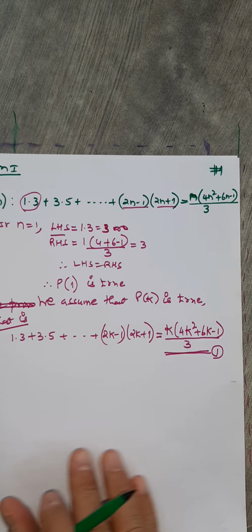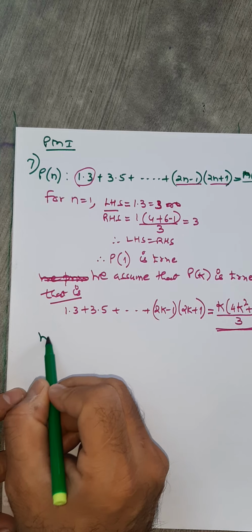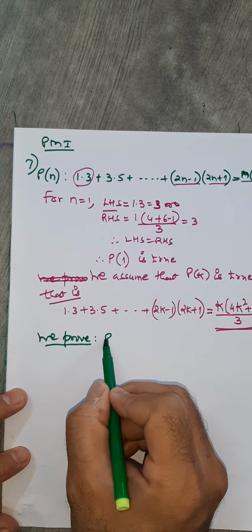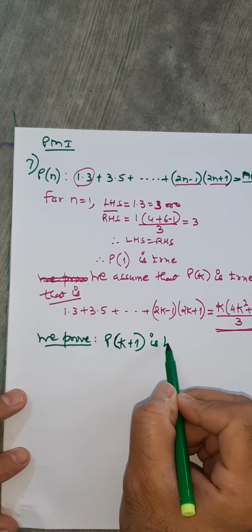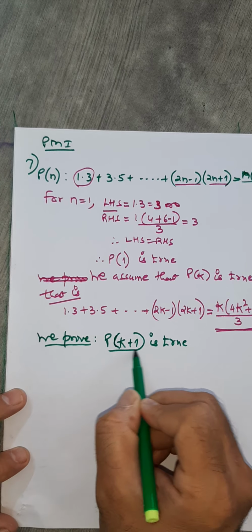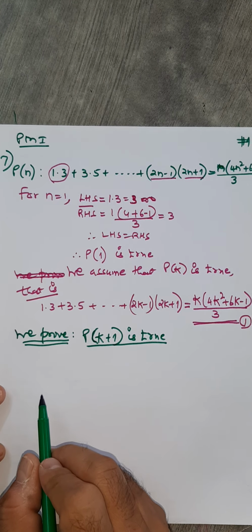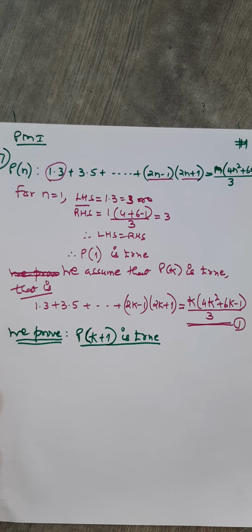Okay. Now the next important part is the proving part. So now we prove that P of k plus 1 is true. This is what we show. We show that P of k plus 1 is true. This was the assumption part. Now this is the proving part, remember. So with the help of 1 we are going to prove it here.